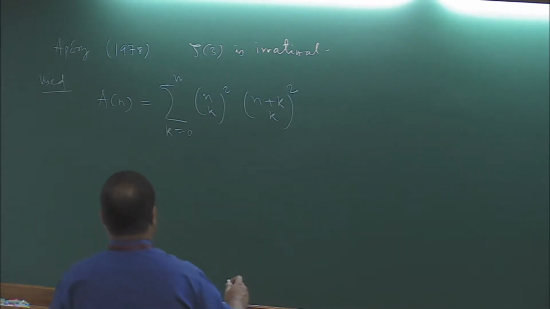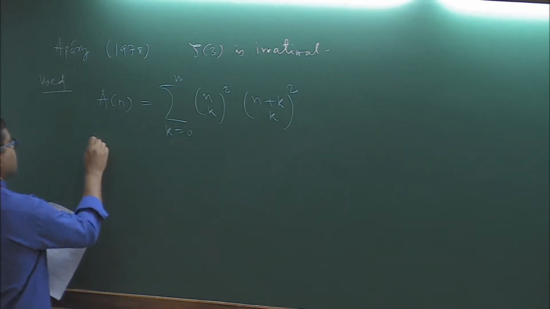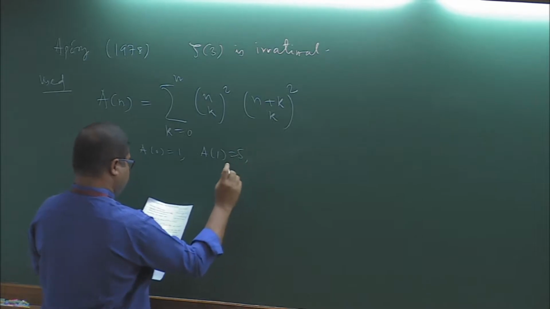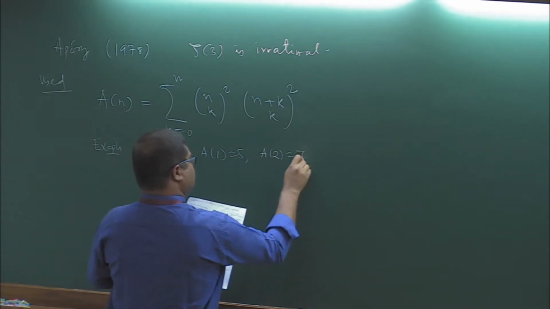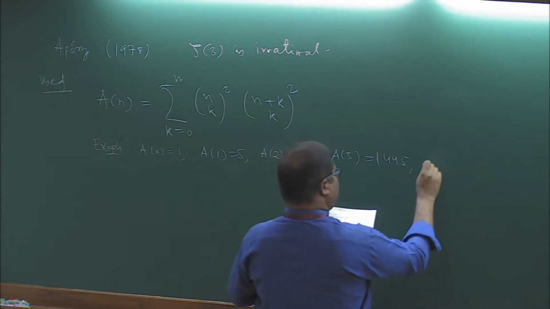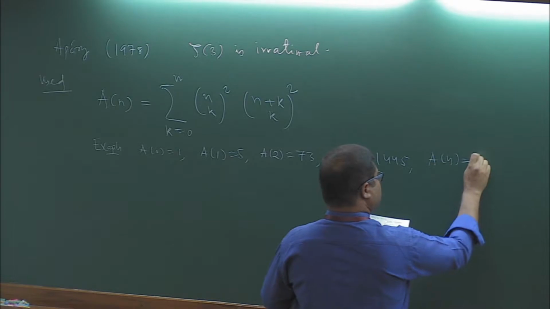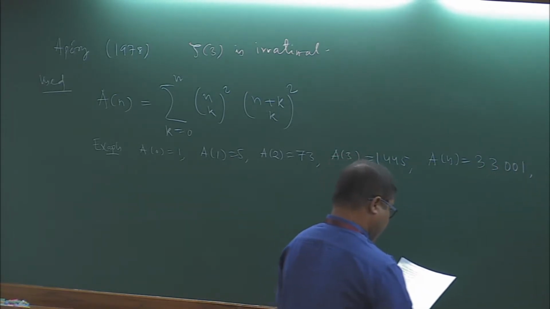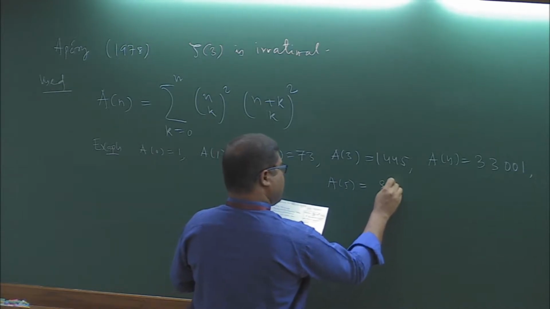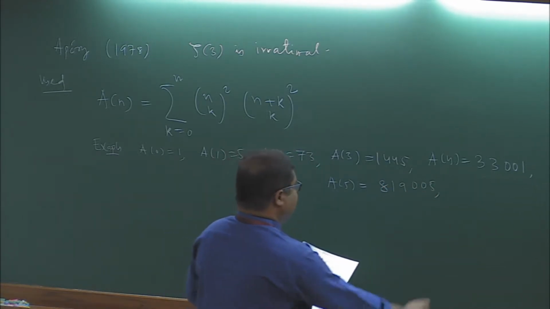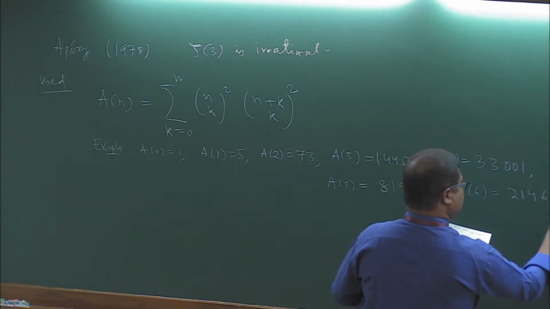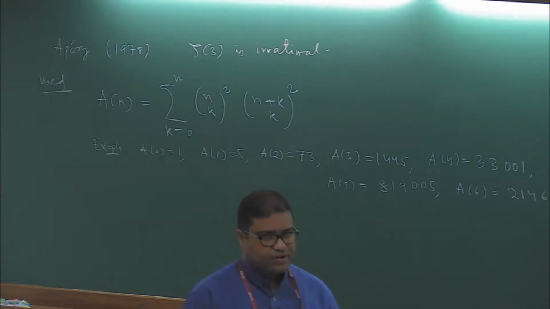So for example, let me give some values of these numbers. A0 is 1, A1 is 5, A2 is 73, A3 is 1445, A4 is 33001, and A5 is quite big, 819005, and A6 grows very fast, 21460825. So you see the numbers grow very, very fast.